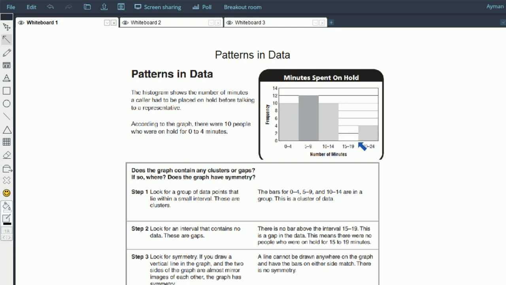Again, welcome Ali. Good afternoon. Today we are talking about patterns in data. Okay, that's fine.